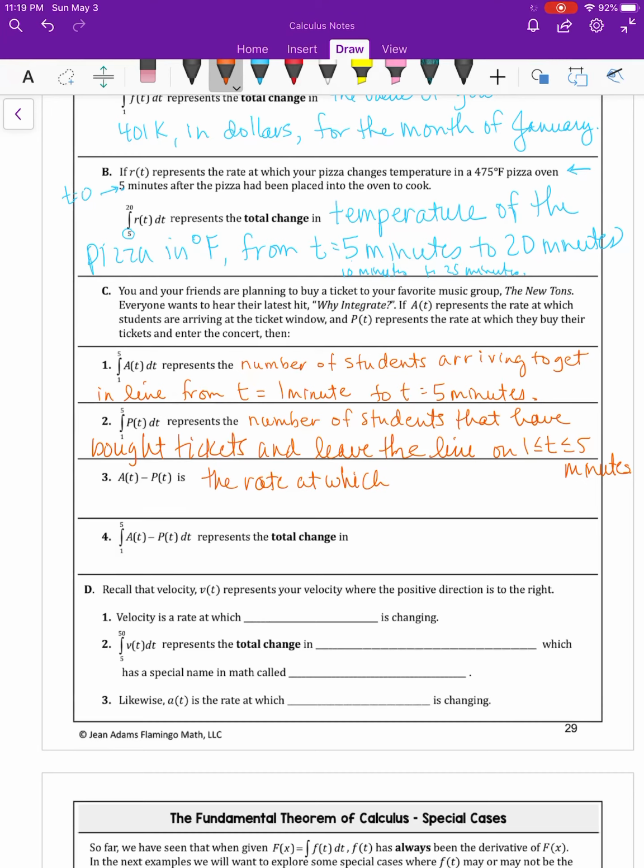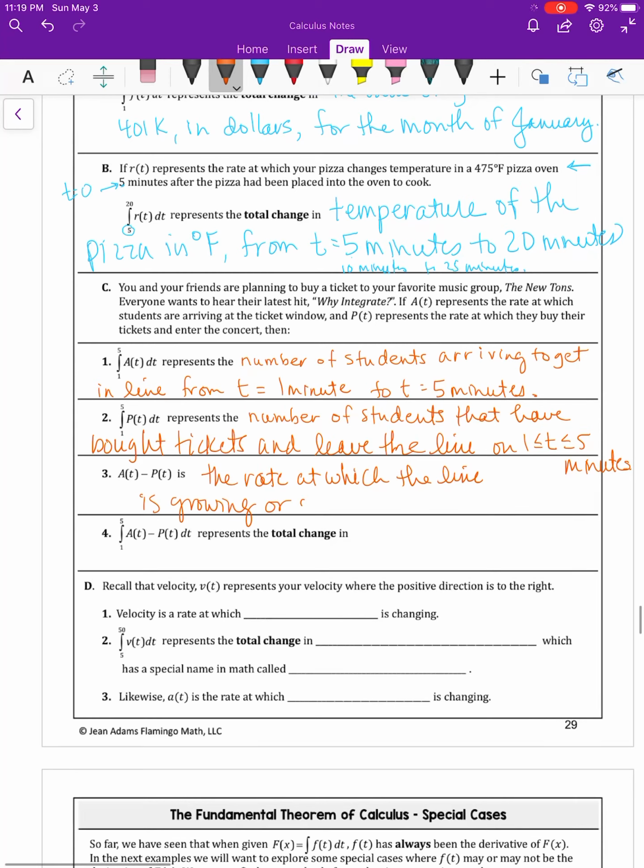And then A of t minus P of t, so those are both rates, is the rate at which the line is growing.